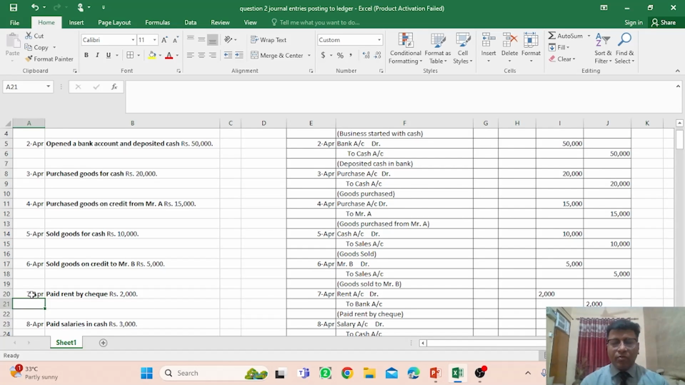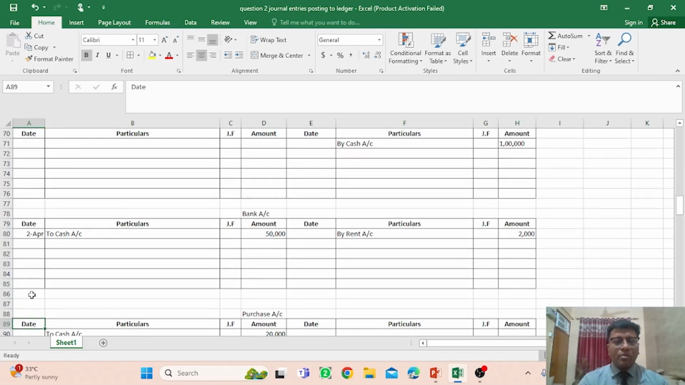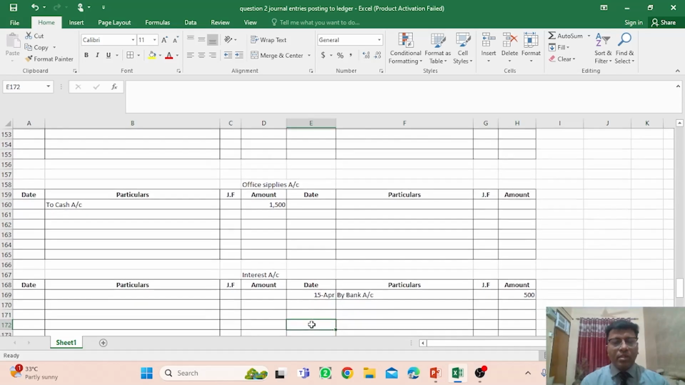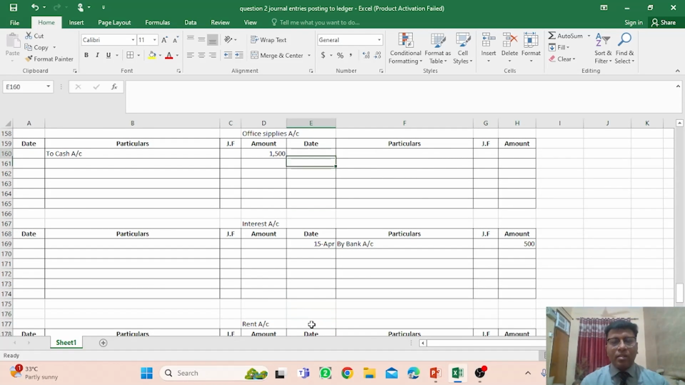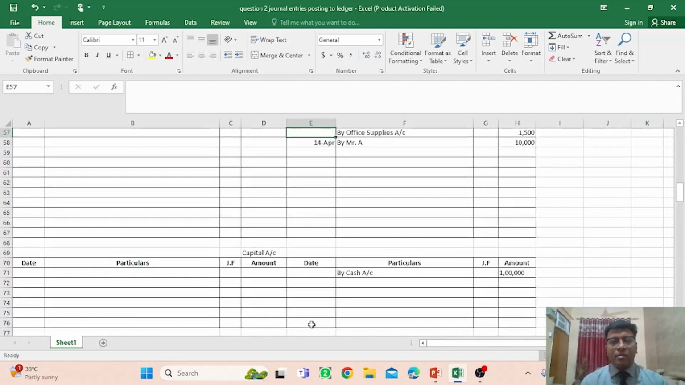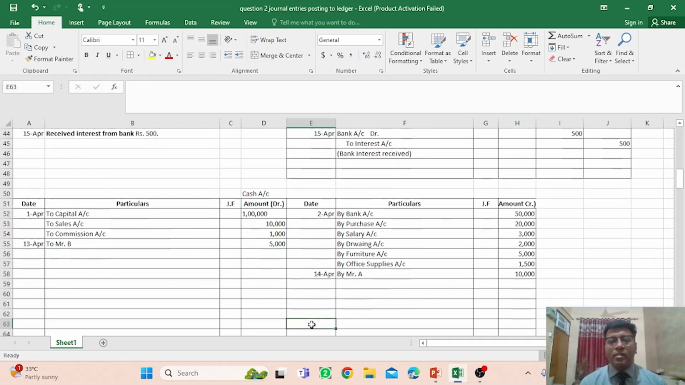And now the last transaction which was left to be posted is on 15th April, bank account debit to interest account 500, right? So bank account debit to interest, okay, that was the interest account here. So by bank account 500, and this was the transaction on April 15th, right? And we have to go to the bank account, because you are receiving or paying the interest, you have to see in the transaction. As you see that interest is received, so bank account debit to interest. So in the credit side of interest you mention the bank account, and in the debit side of bank you have to write "to interest".